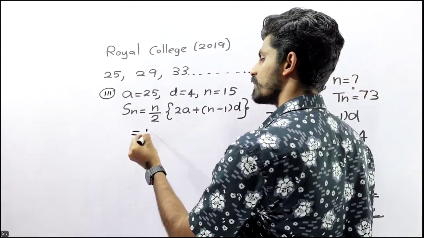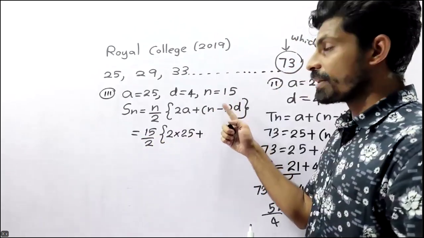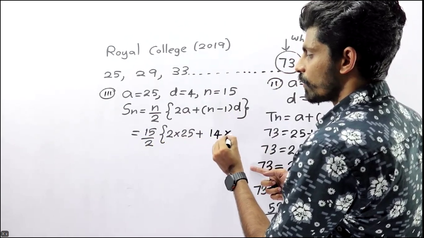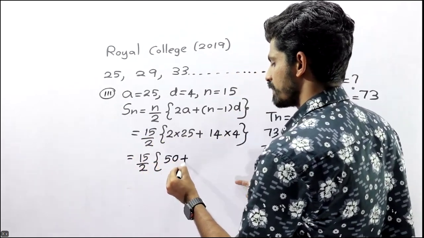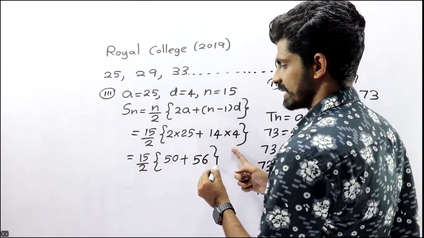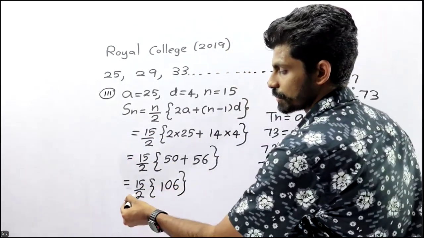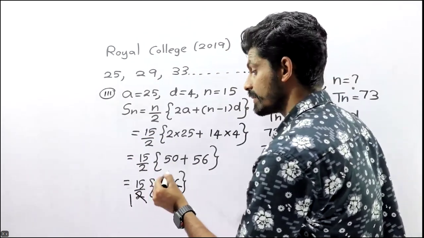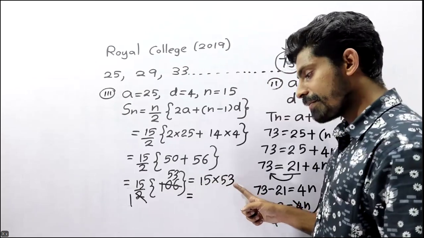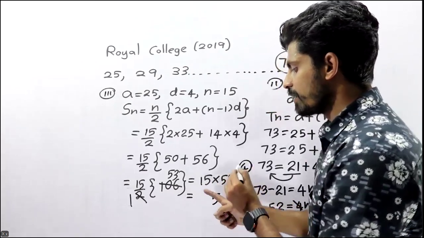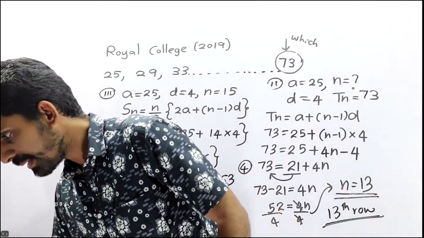n equals 15 over 2, into 2 times 25 plus 15 minus 1, which is 14, into 4. 15 over 2, 25 into 2 is 50, plus 14 into 4, 56. 50 plus 56 is 106. 106 divided by 2 is 53. 15 multiplied by 53: 15 into 3, 45, remaining 4; 15 into 5, 75, plus 4, 795. 795 people can be accommodated.